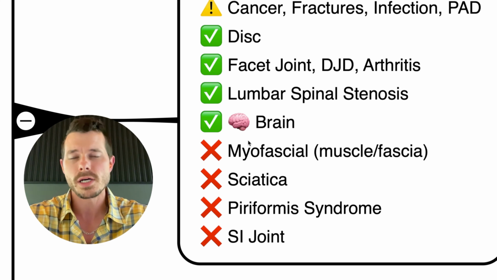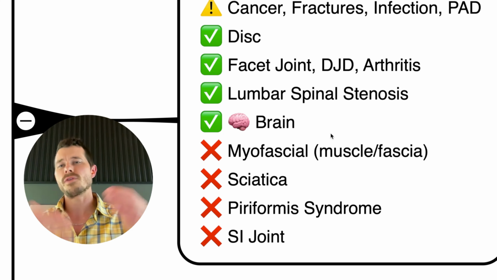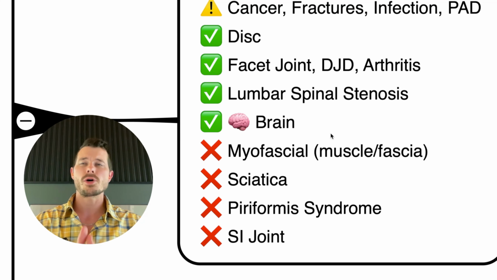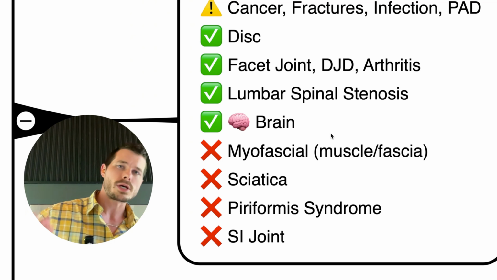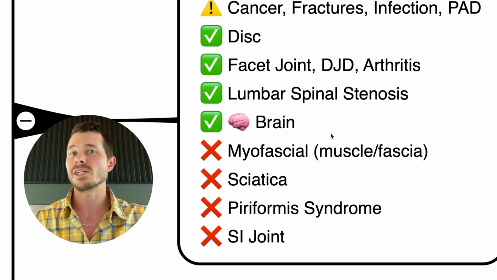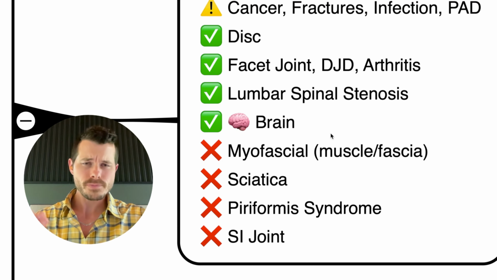Now, when you're trying to diagnose and/or figure out the cause of pain in these areas, it's also useful to rule out causes so you can get closer to what something is, or closer to the truth. In this case, if you have pain in these regions, I'll tell you right off the bat that you most likely, almost without a doubt, do not have myofascial pain due to a muscle or fascia issue. You don't have sciatica, you don't have piriformis syndrome, and you don't have SI joint pain, and we'll talk about why and how I feel so confident saying that.